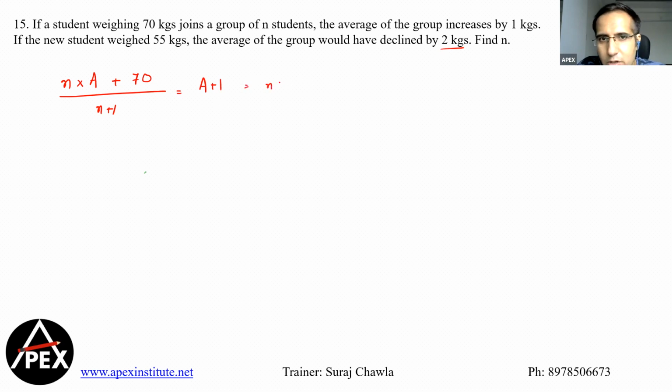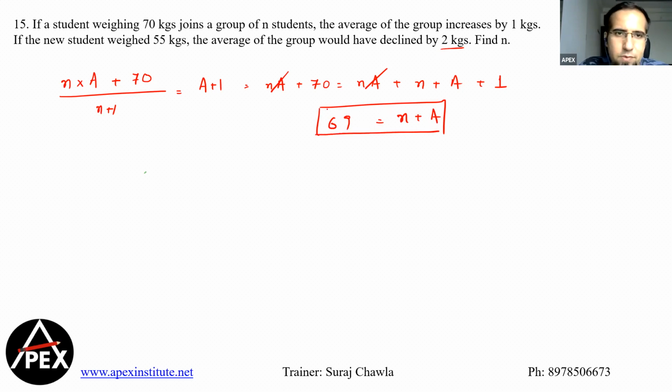So you solve this, you get na plus 70 is equal to na plus n plus a plus 1. So na gets cancelled. 1 comes out to this side. So we can say that n plus a is equal to 69. Is this point clear with all of us, guys?